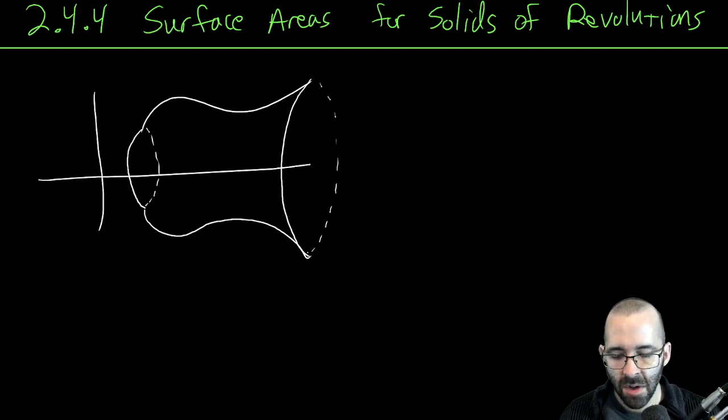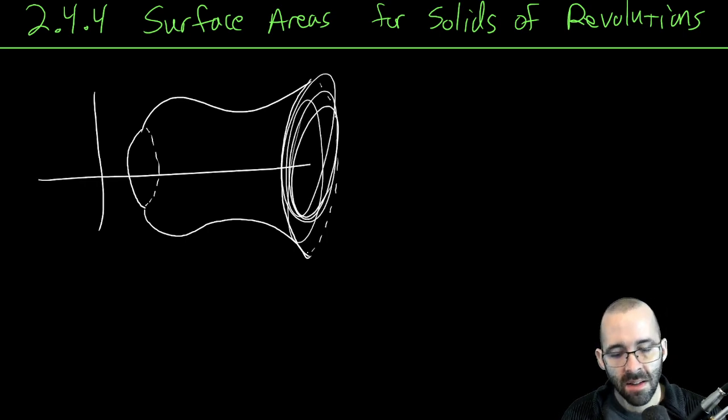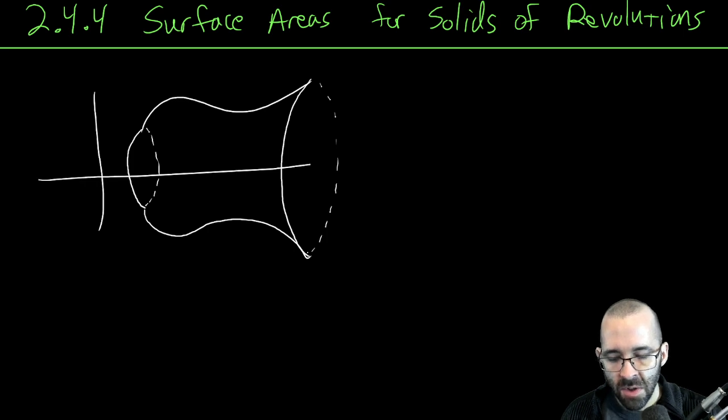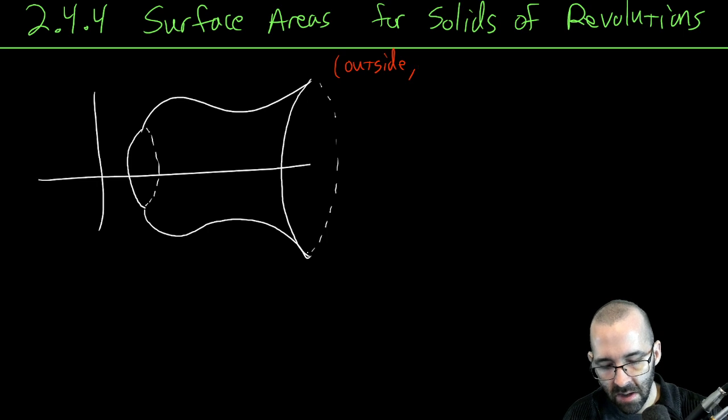And as a side note, we're not including this circle part. You could add that if you want. We're just curious about the outside surface area, not the top and the bottom. Think of this as being like hollow, okay?